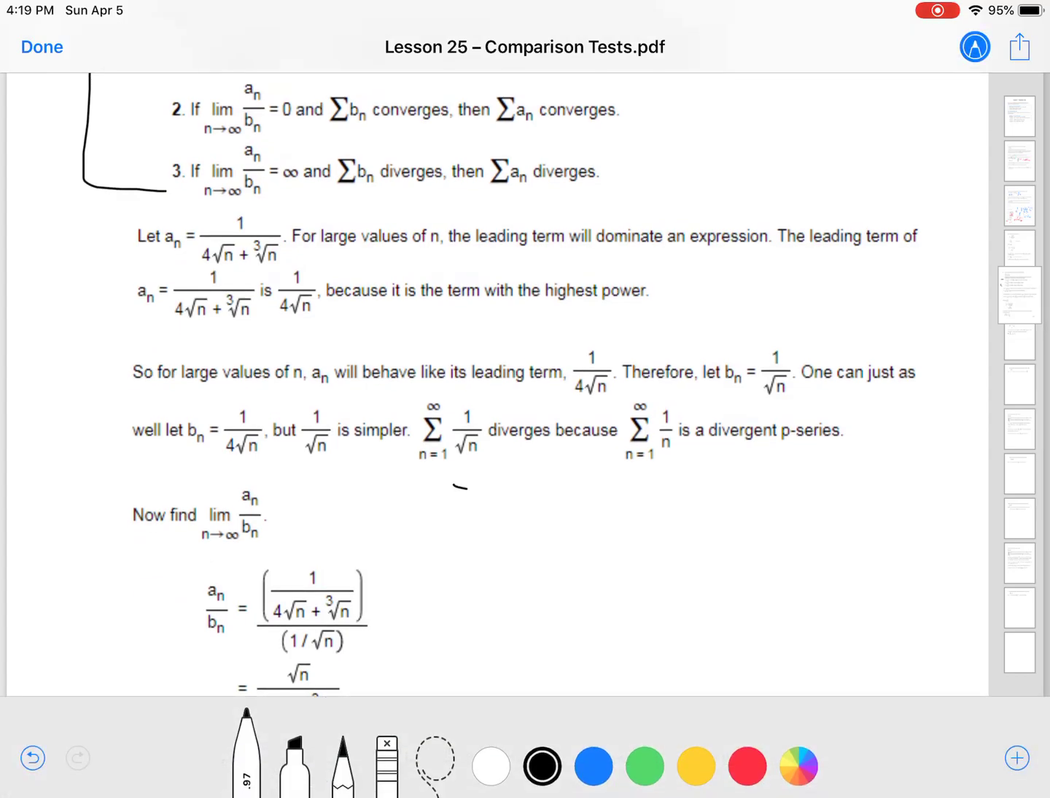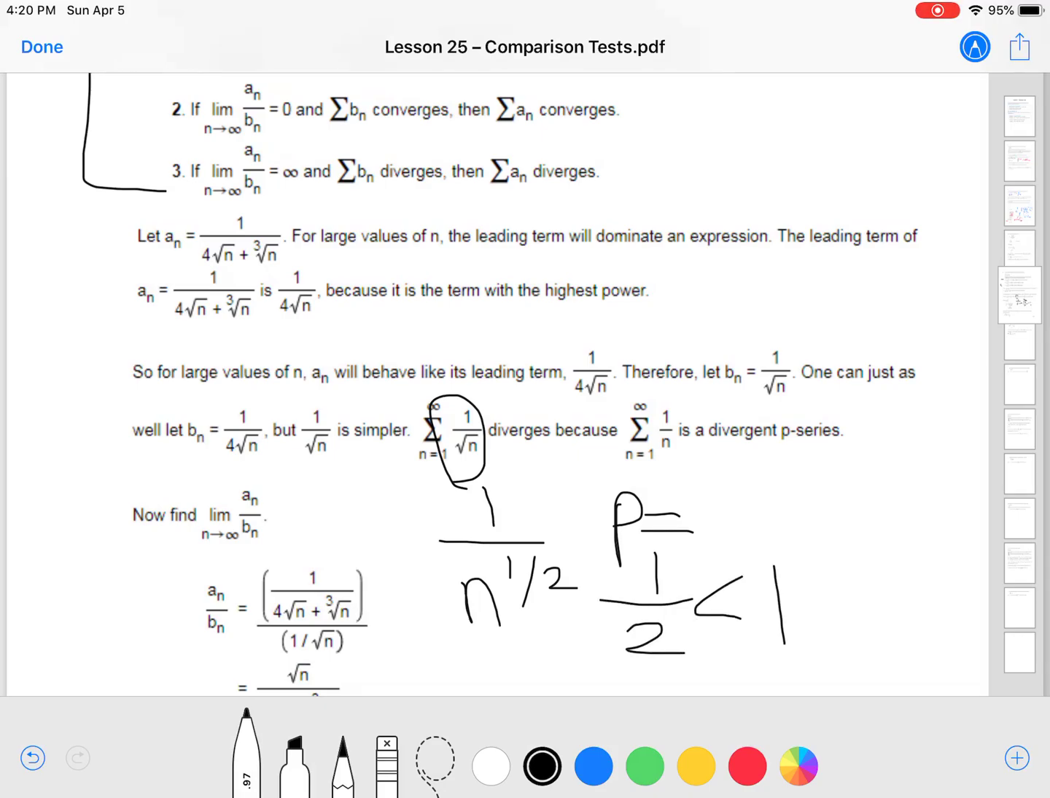Now keep in mind, 1 over square root of n is the same thing as 1 over n to the 1/2 power. And this is a p series. Now because p is 1/2, and that is less than 1, then that means our made-up series is divergent. So keep that in mind as we find the ratio of a over b.